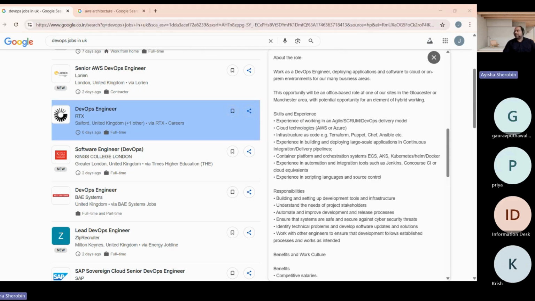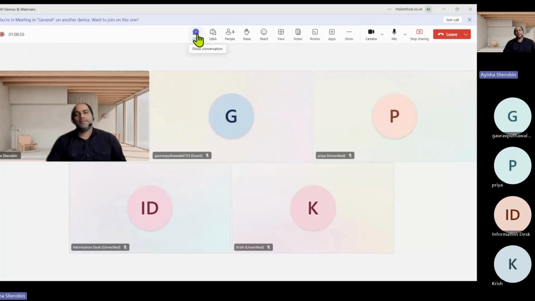Do you have access to chat? Can you please check and tell me, do you have access to chat here?